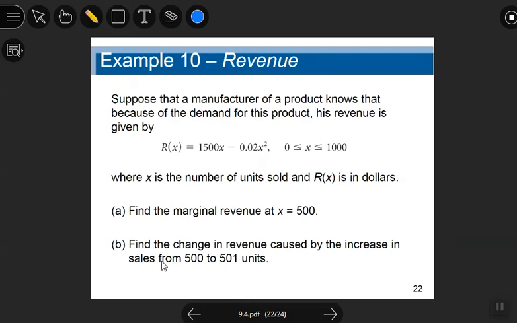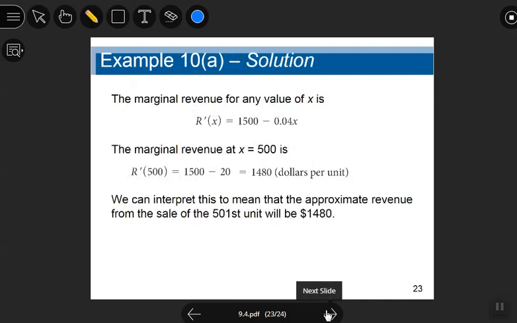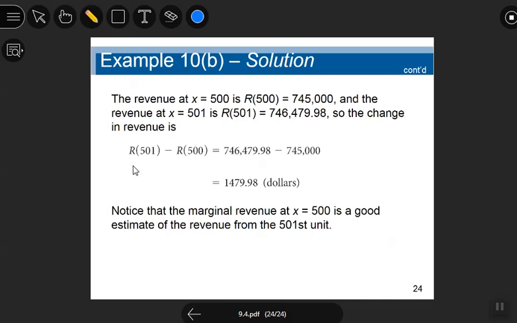And for the second one, find the change in revenue by increasing from this amount to this amount. So calculate the marginal revenue at this point and then calculate the revenue at 501 and then take the difference. I think it is an easy one for you. Yes, here you can see it.